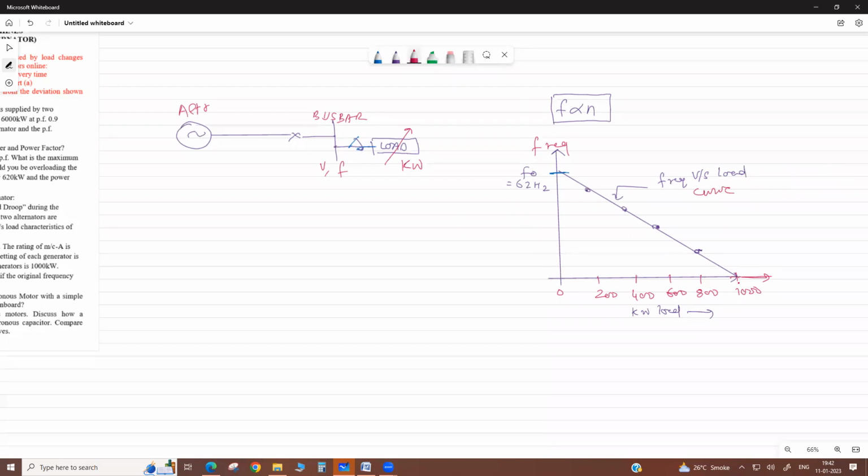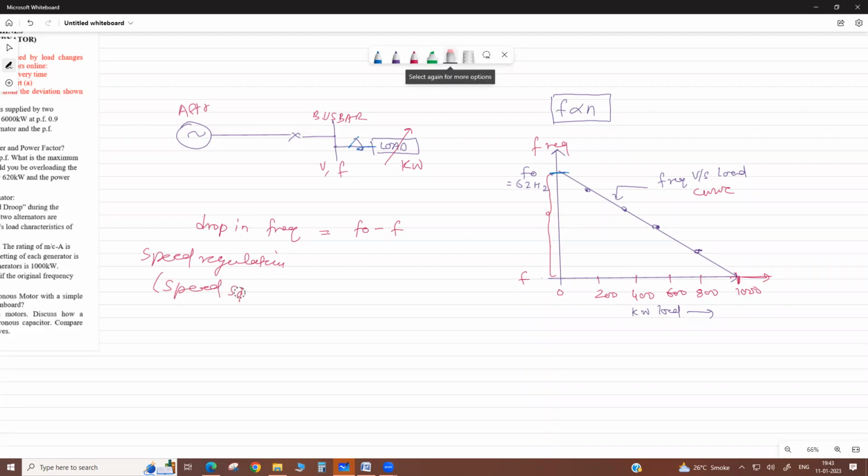Now, what is the full load here? 1000 kilowatt. Then what is the frequency? This is not zero frequency; it is the full load frequency. So from here to here is the drop in frequency. Now we can calculate the drop in frequency from no load to full load. Like voltage regulation, it is the speed regulation. Actually, this speed droop is called speed regulation, like voltage regulation from no load to full load. Speed regulation means speed droop.